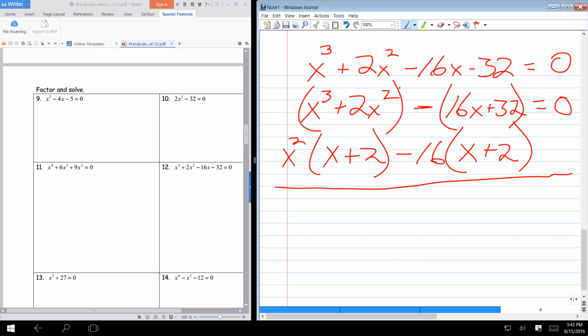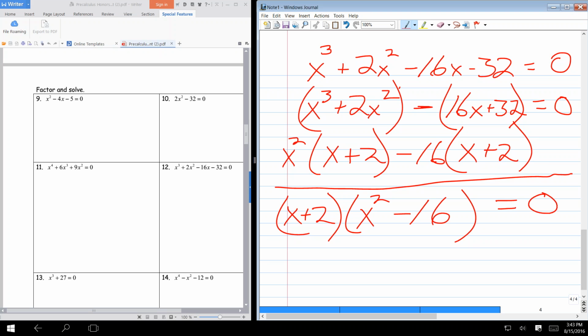What can I factor out of that? Is there a greatest common factor? Yeah. It's just unusual because you're not used to factoring out binomial terms. Most of the time when you're factoring out a greatest common factor, you're factoring out a monomial, a single term. What's left over? X squared minus 16. Yeah.